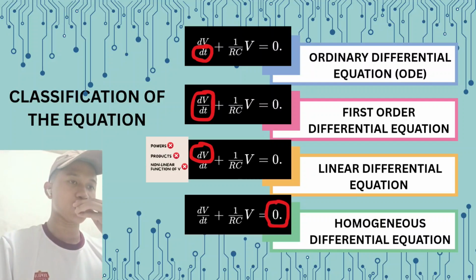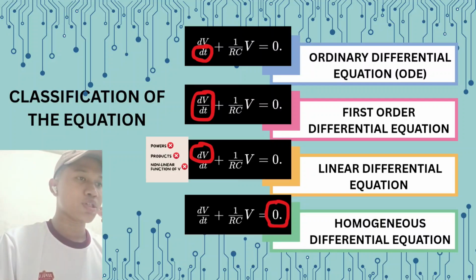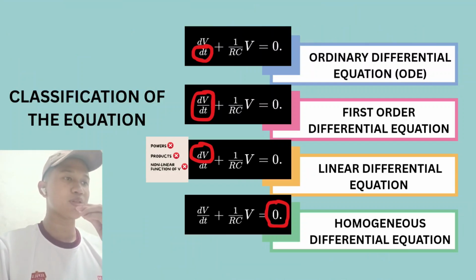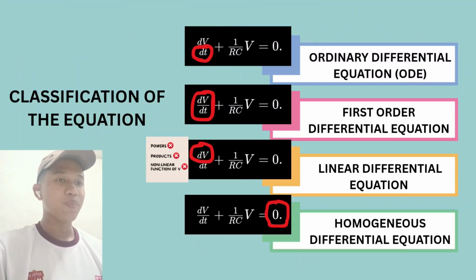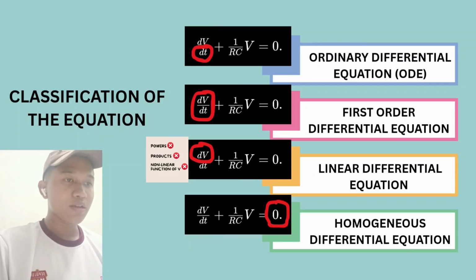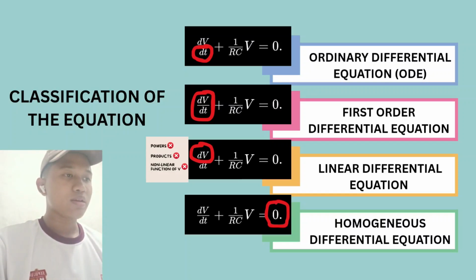The second is first order differential equation. It's a first order equation because the highest derivative that appears is dV over dt, which is the first derivative of voltage. The third is linear differential equation. Next is a linear differential equation because the derivative appears to the first power. There's no power, no product, and no nonlinear function.